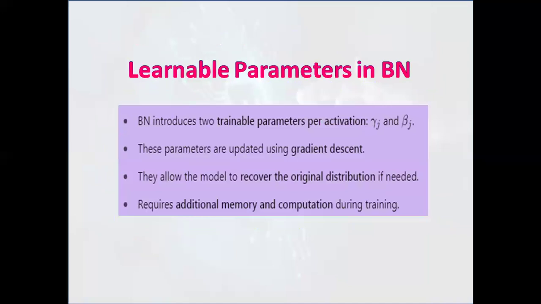Next, learnable parameters in BN. A key feature of batch normalization is the introduction of two trainable parameters per hidden unit, that is gamma_j and beta_j. These parameters are learned through backpropagation just like weights and biases. They allow each hidden unit to learn its own optimal mean and variance, thereby preserving the network's representational power even after normalization.